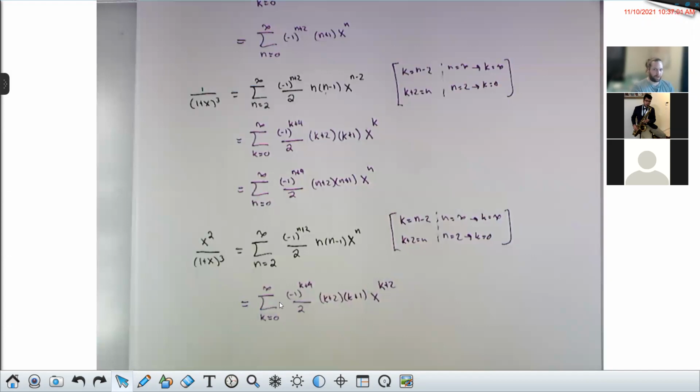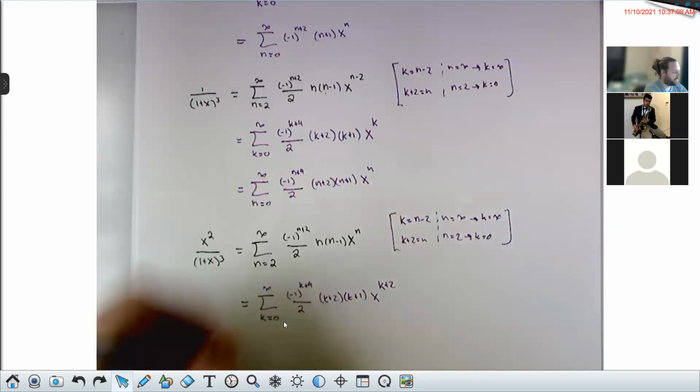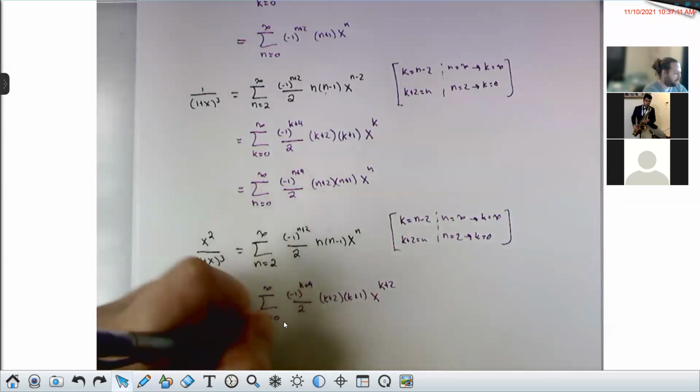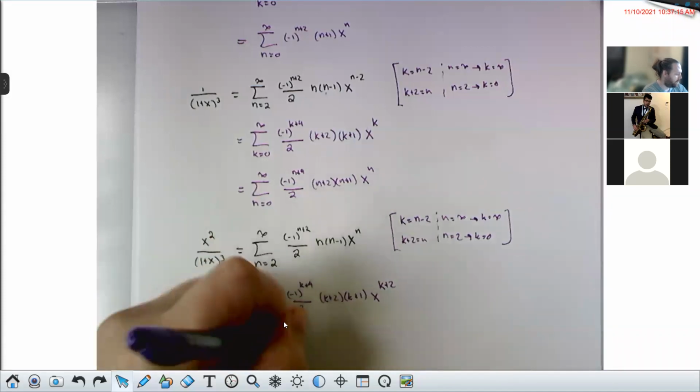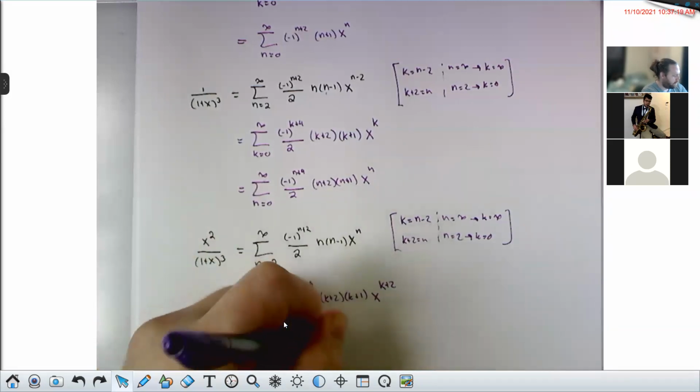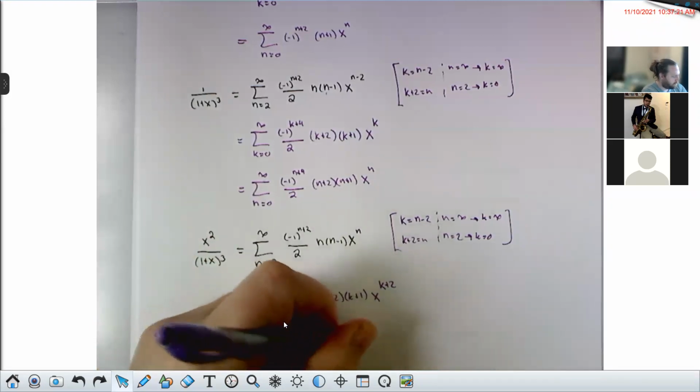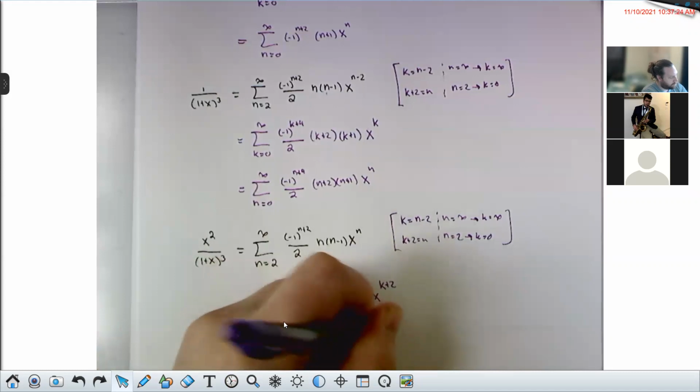But I do believe that the analog of this problem on WebAssign gives you sigma n from 0 to infinity. You don't get to type that. So you have to know how to shift it down in order to get the answer that they're looking for. Which here, if we go back to n's now, would be negative 1 to the n plus 4 over 2 times n plus 2 times n plus 1 times x to the n plus 2.